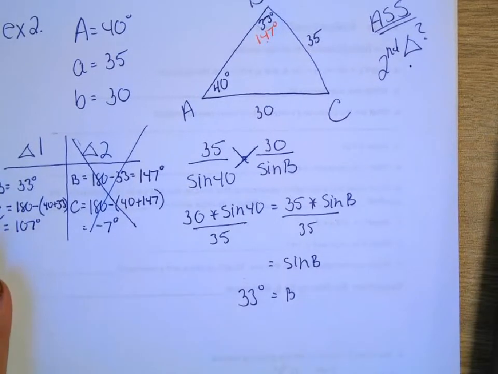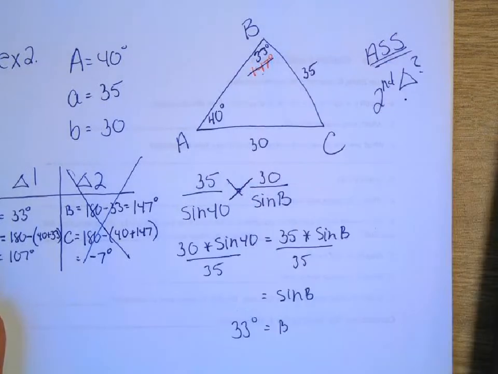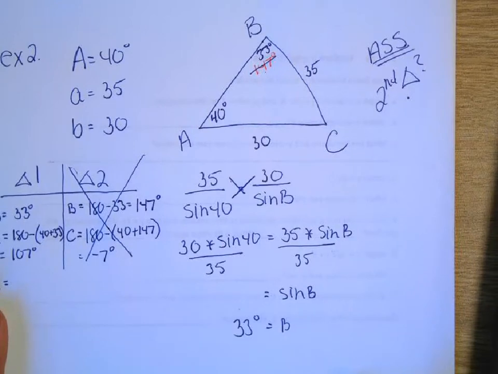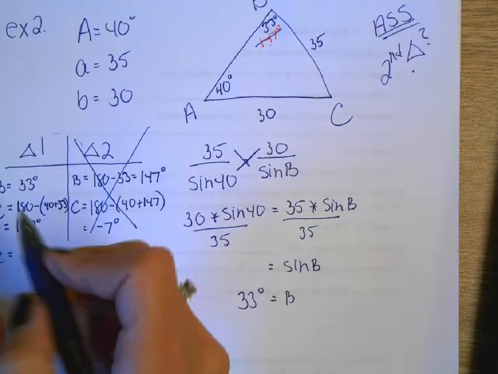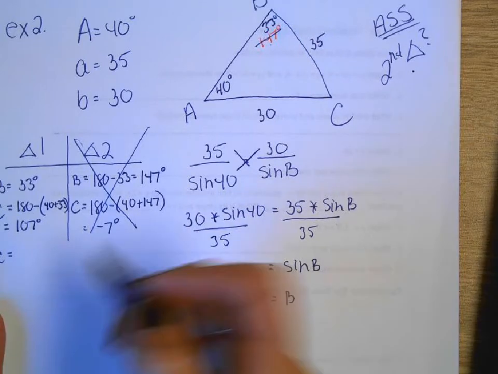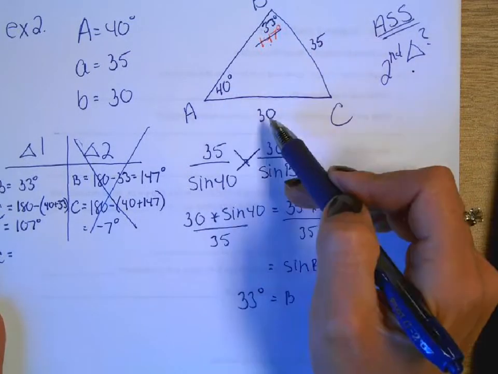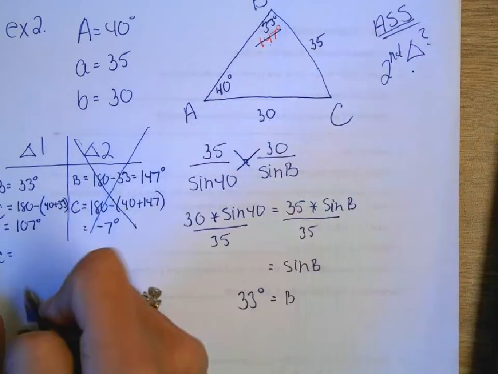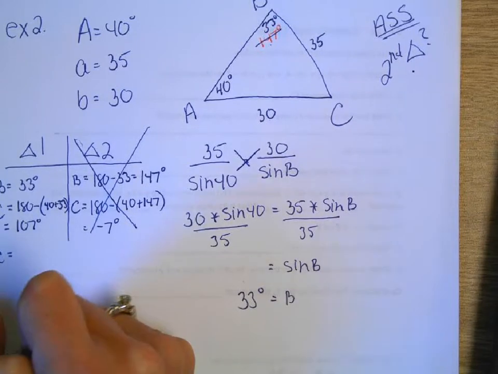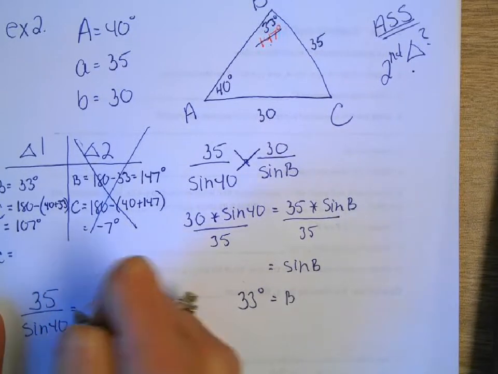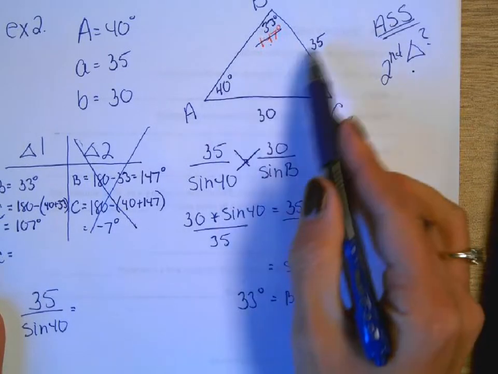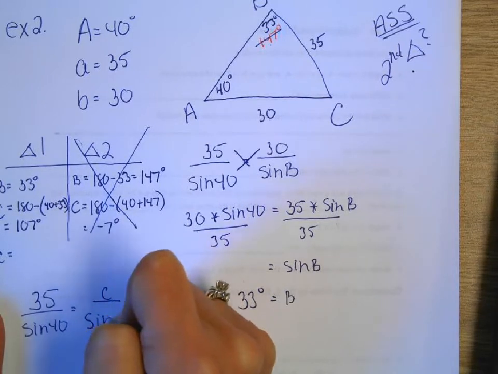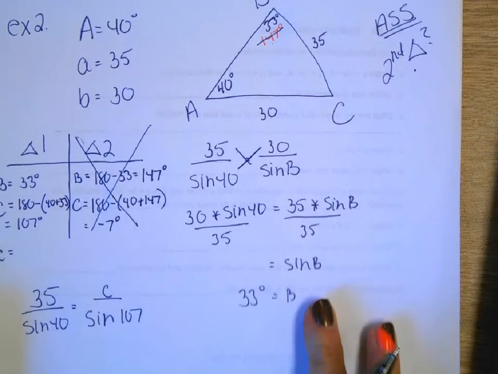So we only have to find one more part. This 147 doesn't work for us. We just have to find little c with a proportion. I'll stick with the 35 and the 40. I could use the 30 and the 33, that would be fine too. It doesn't matter, but I'll stick with the 35 and the 40. It would be little c over the sine of 107, and then it's just calculator work.